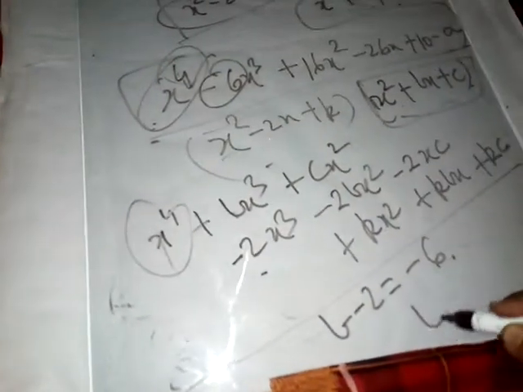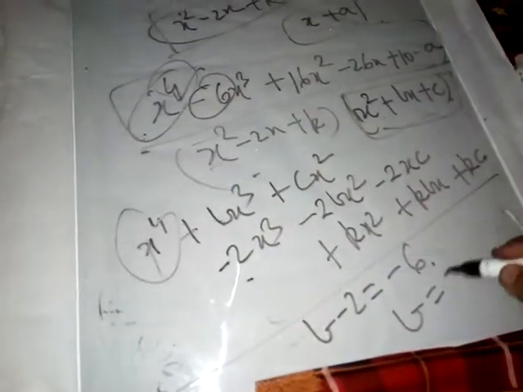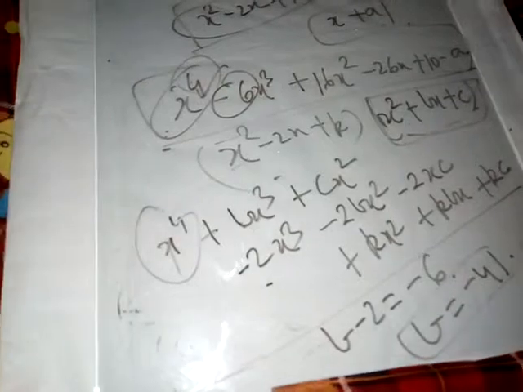So if you add the polynomial and compare what you are getting, x to the power 4 is already x to the power 4, no need to compare. b minus 2 must be equal to minus 6. So first of all, b minus 2 is equal to minus 6. So the value of b is minus 6 plus 2, which is minus 4. So we have just got the value of b. So b is equal to minus 4.